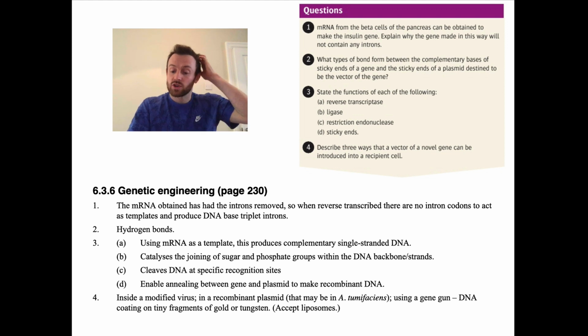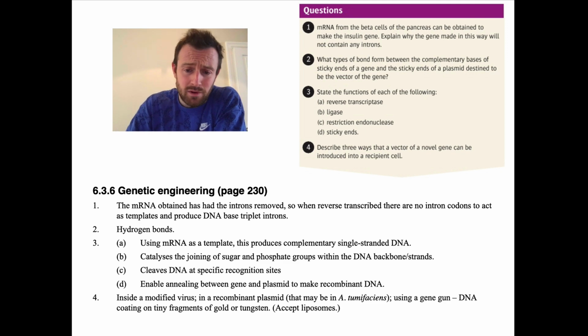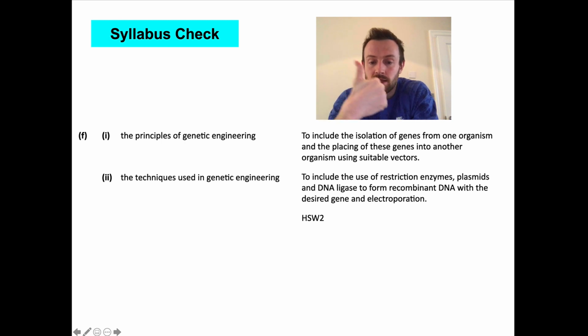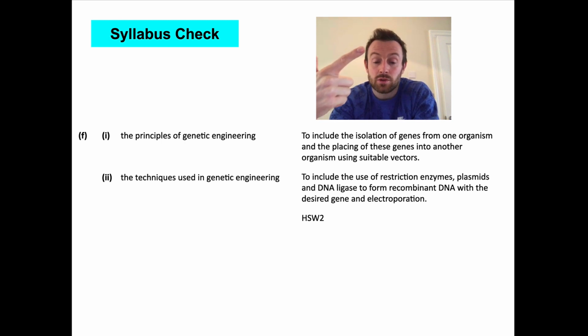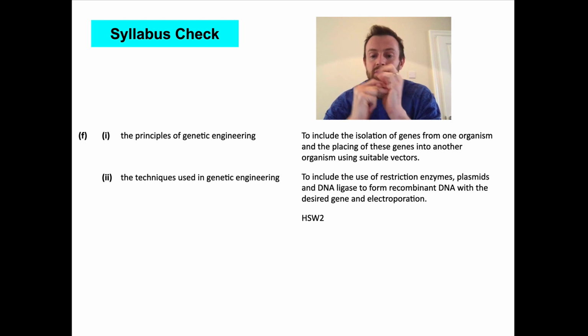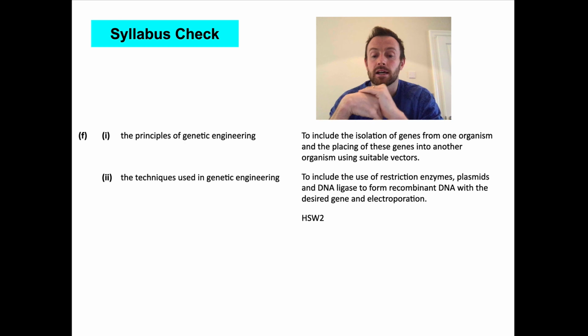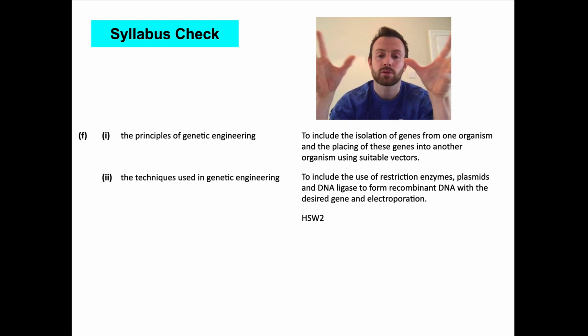And before we finish, we'll just go to the syllabus check to see what the syllabus says about how much detail we really need to know about all of this. Well, I'm afraid it doesn't tell you that much. It just says this. You need to understand the principles of genetic engineering, to include the isolation of genes and the placing of these genes into another organism using vectors. And then you need to know specifically about restriction enzymes, plasmids, and ligase. So I think those are the most important ones. Everything to do with restriction enzymes, plasmids, and ligase. But you do also need to know about electroporation, which basically just means zapping with electricity to make a cell full of holes.